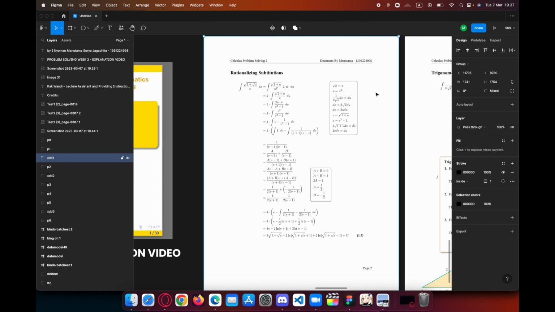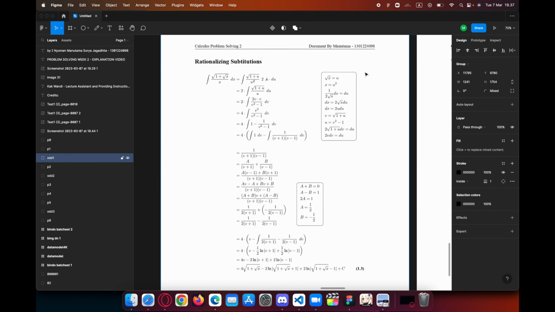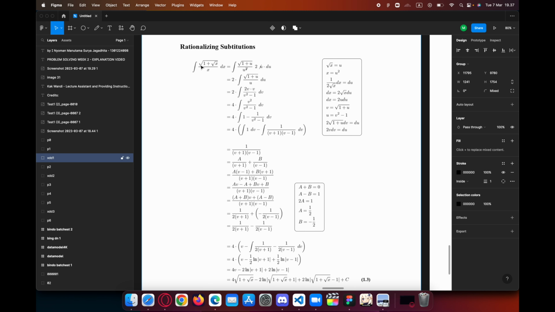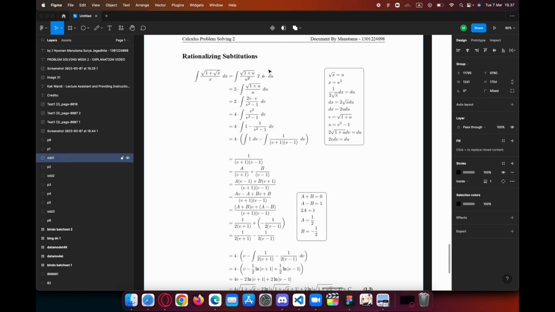Let's go with number 1 first, or specifically number 1.3. So in the problem we got the integral of square root of 1 plus square root of x over x dx. The first thing we need to do is to substitute square root of x with u to simplify this problem. So let square root of x become u, and then x can become u squared.